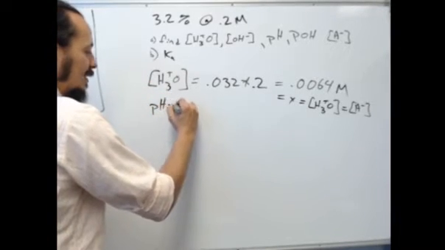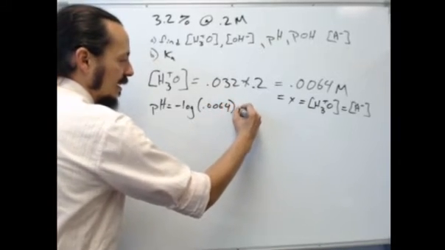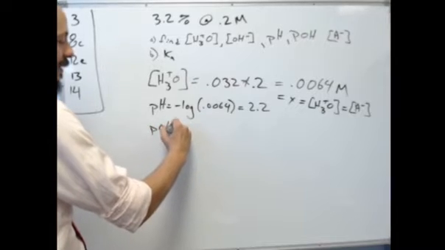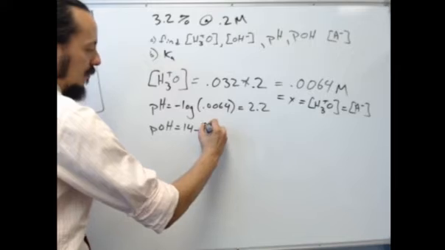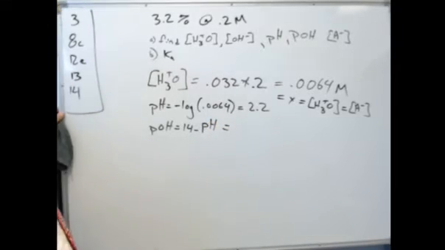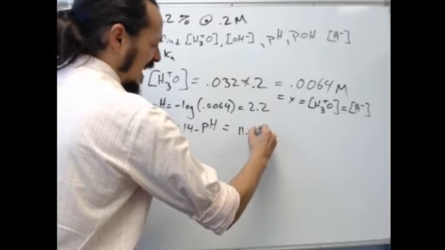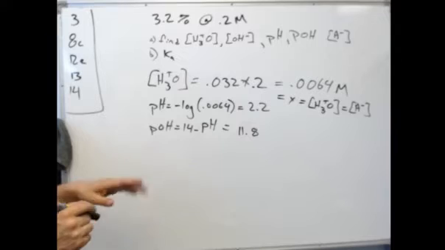So we can take pH equals negative log 0.0064, and we get 2.2. Then we can say pOH equals 14 minus pH, which is going to be 11.8, if I can do math in my head. So I guess it's 12, 14, yep.